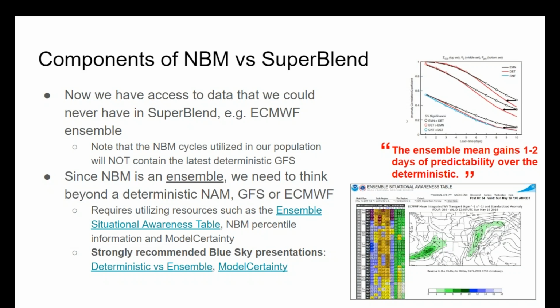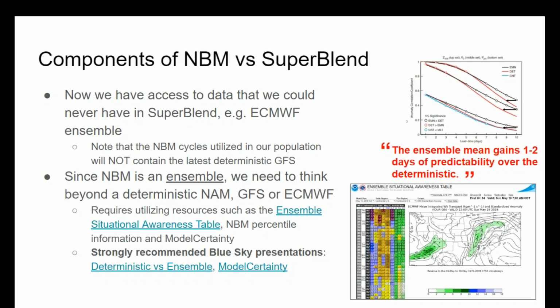One of the things I do want to bring attention to, while we have the deterministic GFS and deterministic NAM and all these other models that we have in SuperBlend as well, in our population that starts again with period 4 through day 7, again there's no changes there, we are not going to utilize the latest deterministic GFS. But on the other hand, we have the European ensemble. And take note of the quote on the right, which comes out of a presentation I'll talk about briefly in a second, about the ensemble mean giving you 1 to 2 days of predictability over the deterministic. So I think we can take having the European ensemble versus the deterministic GFS as a bonus.